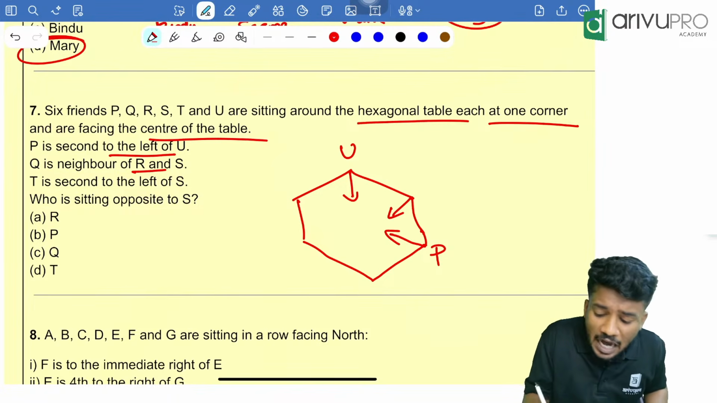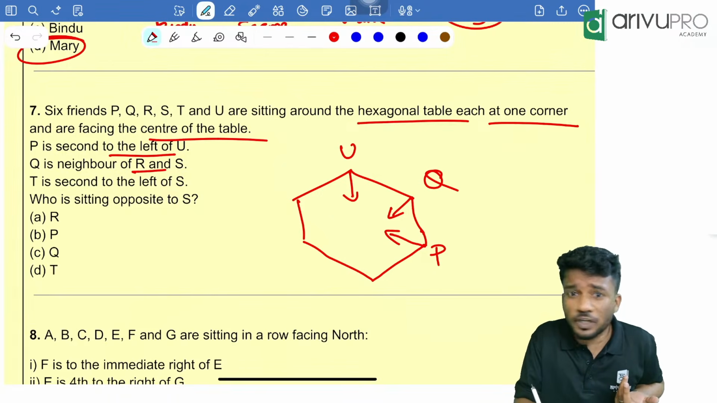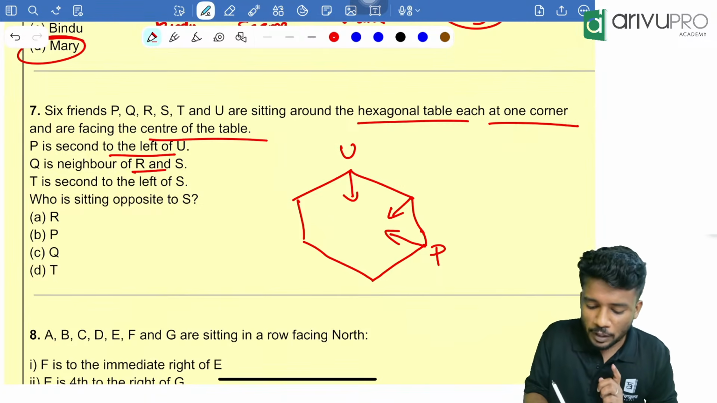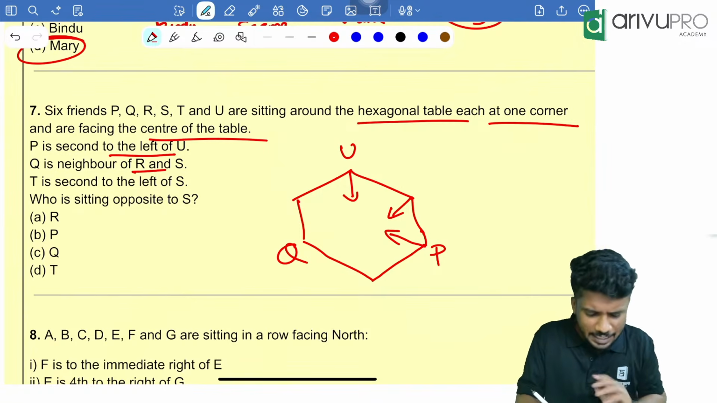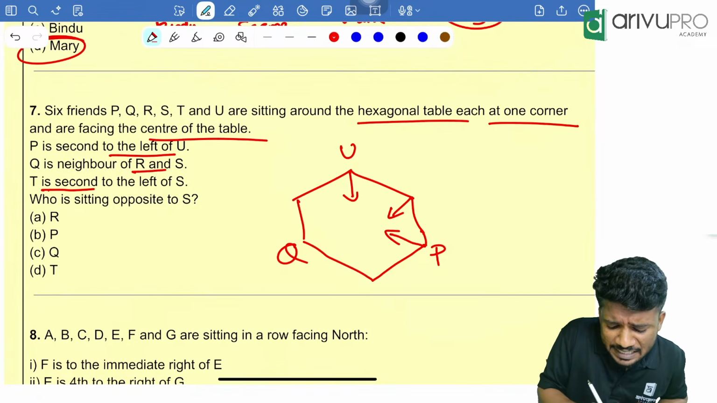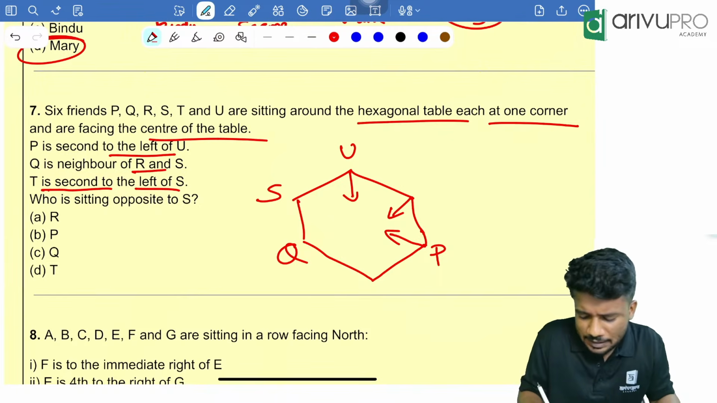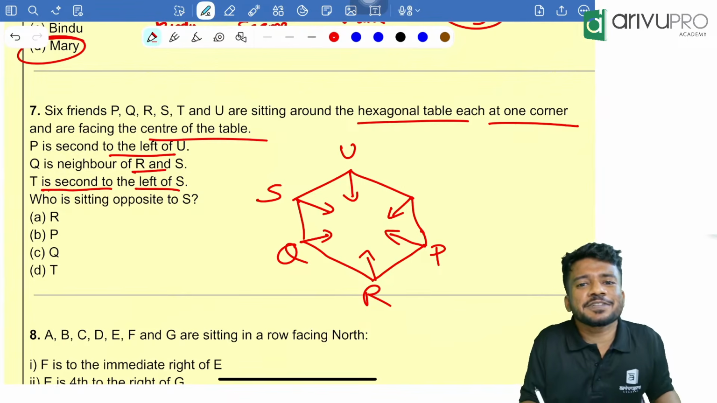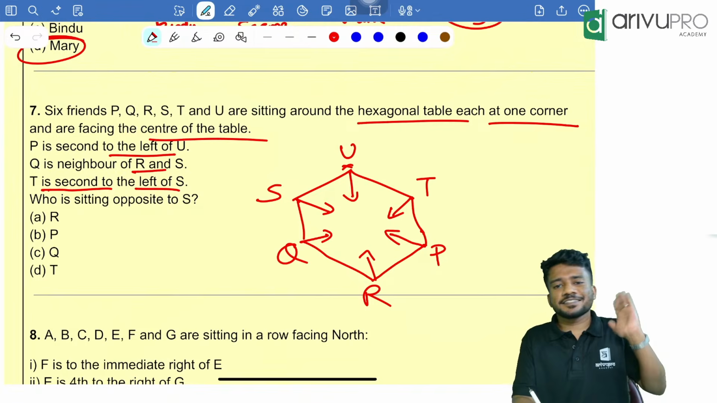Q is neighbor of R and S. Can Q come over here and sit here? No. That means R and S would be between U and P, which is not possible. The only possible position is Q over here. Now we need to mention where R and S are. Next condition. T is second to the left of S. If S is there and R is here, can T be second to the left of S? This is first left, this is second left. Correct. This is the right arrangement.